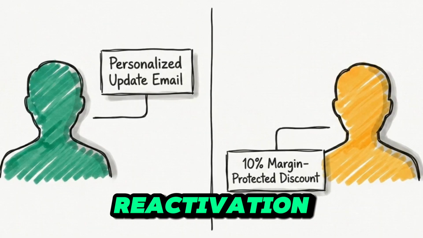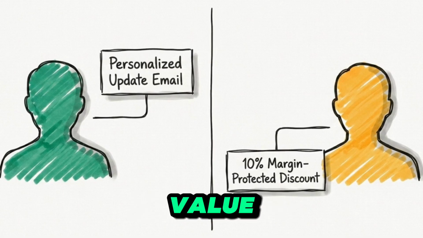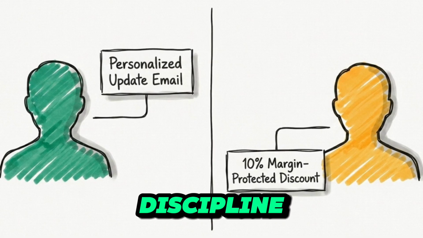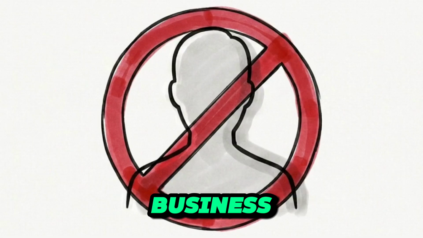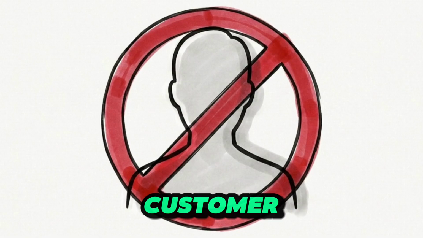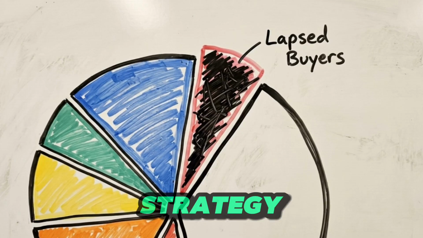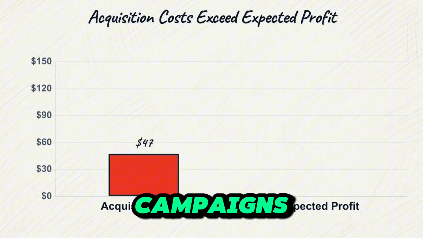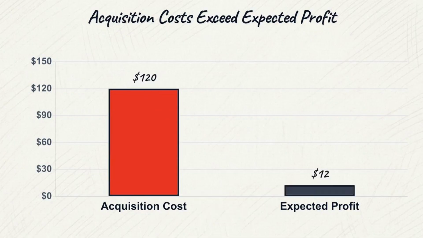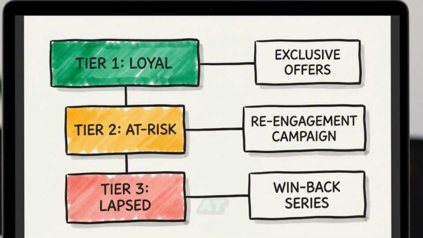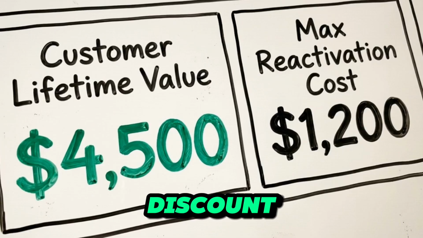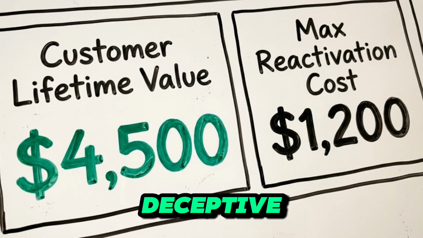Matching your reactivation tactic to a customer's historical value ensures economic discipline. This guarantees your business never spends more to recover a customer than that specific customer is worth. Even with the right strategy mapped out, many campaigns fail in the tracking phase. It is common to measure success by looking at the sheer volume of customers who open an email or use a return discount code. But volume is deceptive.